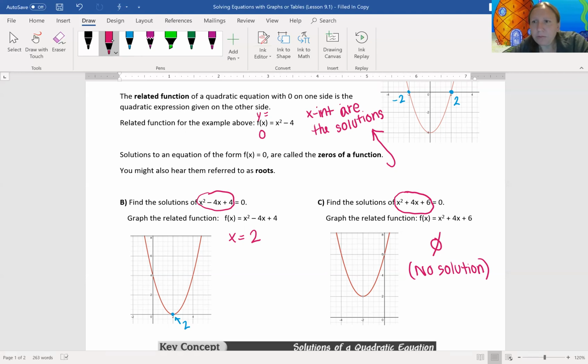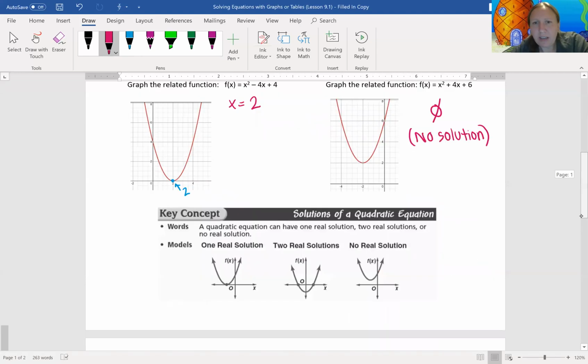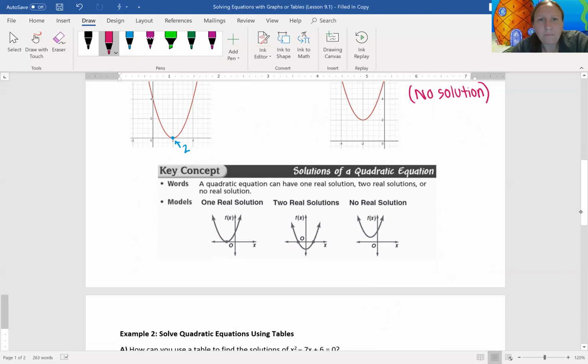Okay, so as a review, there were 3 cases we just looked at. When that vertex is on the x-axis, that's going to mean that there's only one solution. If the parabola of the related function hits the x-axis twice and there's 2 x-intercepts, there's 2 solutions. And also I should note, you'll probably see the word real. So this is 1 real solution, 2 real solutions. Up here, there's no real solution.